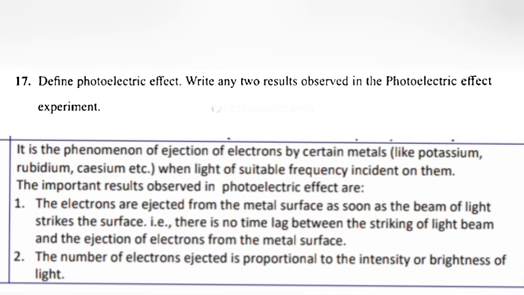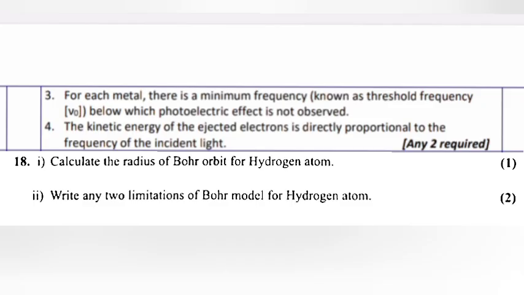The important results observed in photoelectric effect are: 1. The electrons are ejected from the metal surface as soon as the beam of light strikes the surface. That is, there is no time lag between the striking of the light beam and the ejection of electrons from the metal surface. 2. The number of electrons ejected is proportional to the intensity or brightness. 3. For each metal, there is a minimum frequency known as threshold frequency below which photoelectric effect is not observed. 4. The kinetic energy of the ejected electron is directly proportional to the frequency of the incident light.